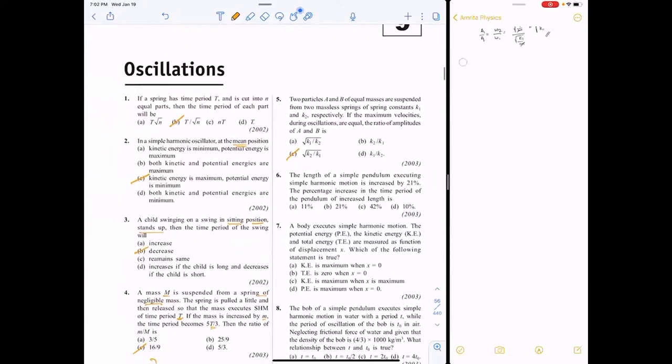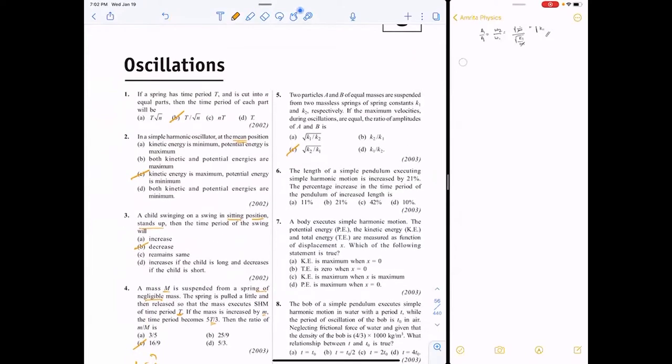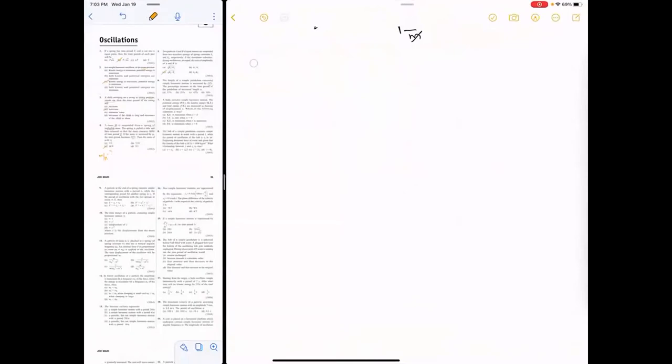Next one, sixth one. The length of a simple pendulum executing simple harmonic motion is increased by 21%. The percentage increase in the time period of the pendulum. So percentage change. So easy. Again, this one is sixth.